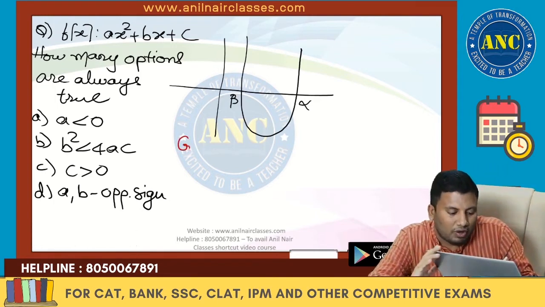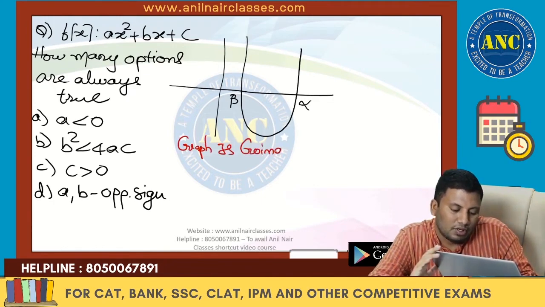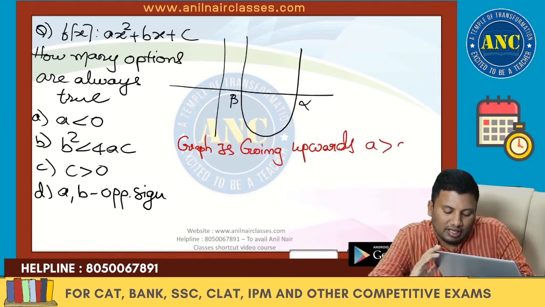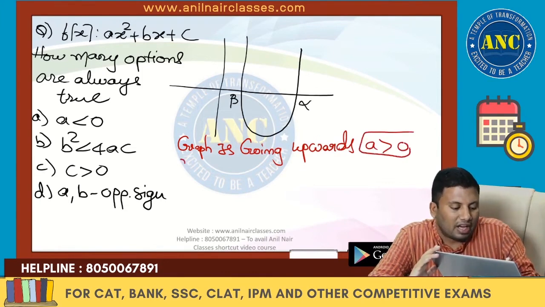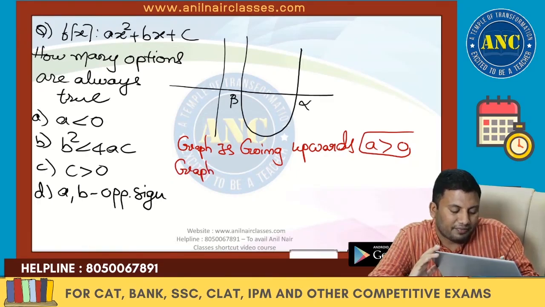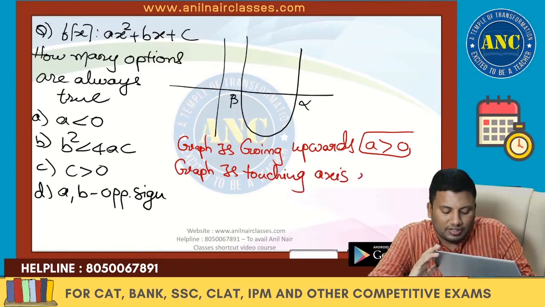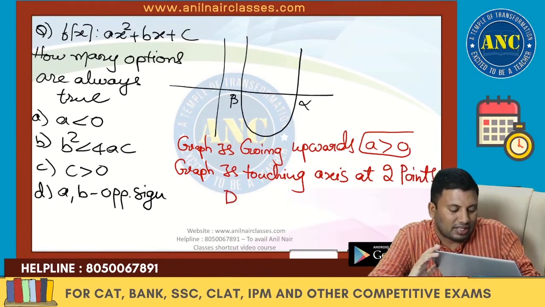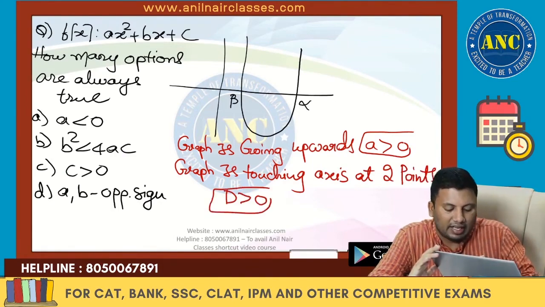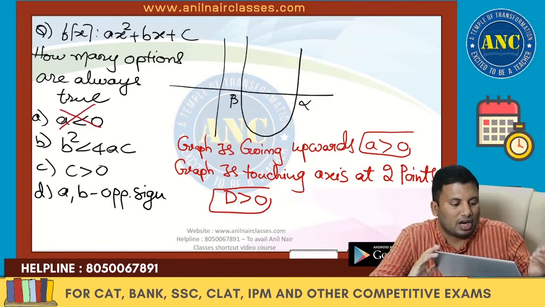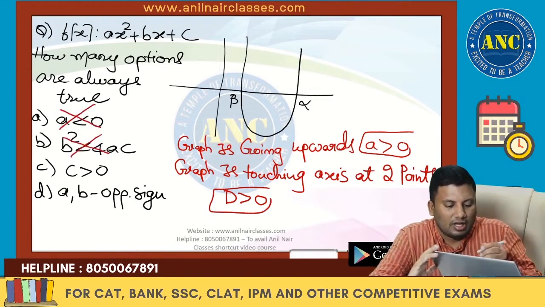The graph is going upwards. If the graph is going upwards, the first conclusion is a is greater than 0. The graph is touching the axis at 2 points. As you can see, discriminant D is greater than 0. So the second option is out.